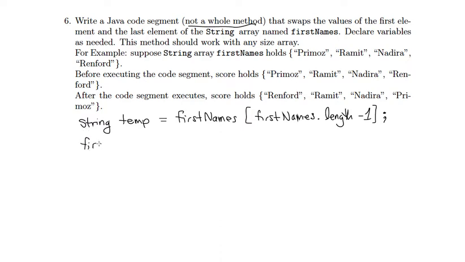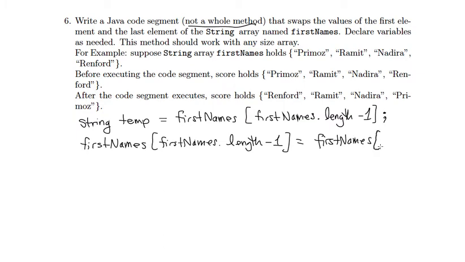Now that I've stored the last one, I can replace the last one. So firstNames sub firstNames.length minus 1 equals firstNames sub 0. And now that I'm done with that, I will store the temporary one into the first slot.